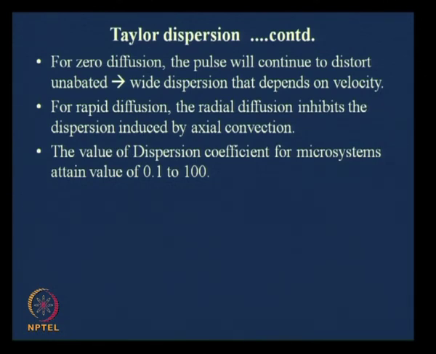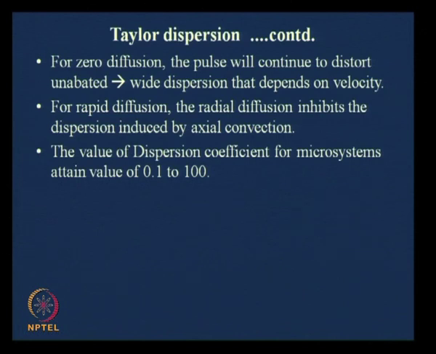On the other hand, for 0 diffusion, the pulse will continue to distort unabated. 0 diffusion is not possible, otherwise we would not be studying dispersion. But if diffusion is insignificant, then the pulse will continue to distort unabated. Distort means it was first a straight pulse, then it takes a shape, then it goes further. So as it travels it will continue to distort, and you expect a wide dispersion that depends on velocity.